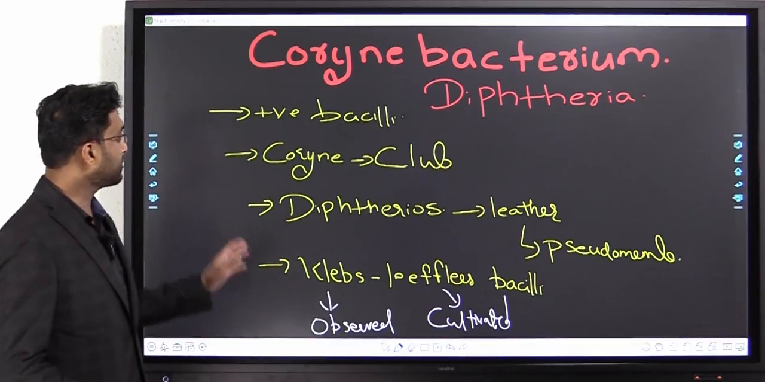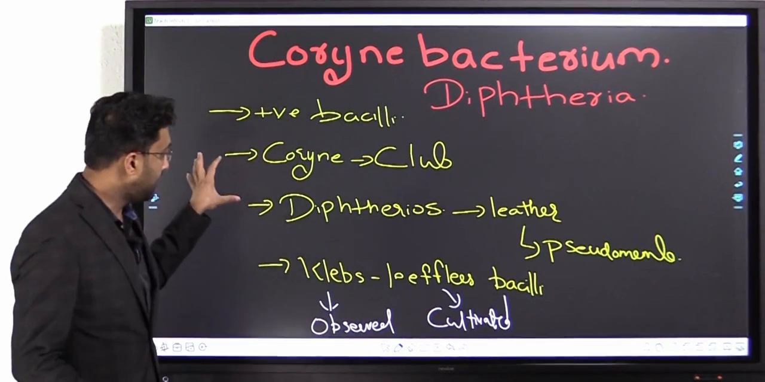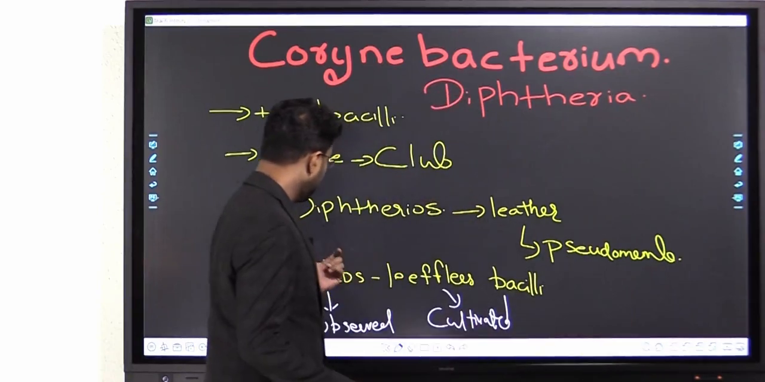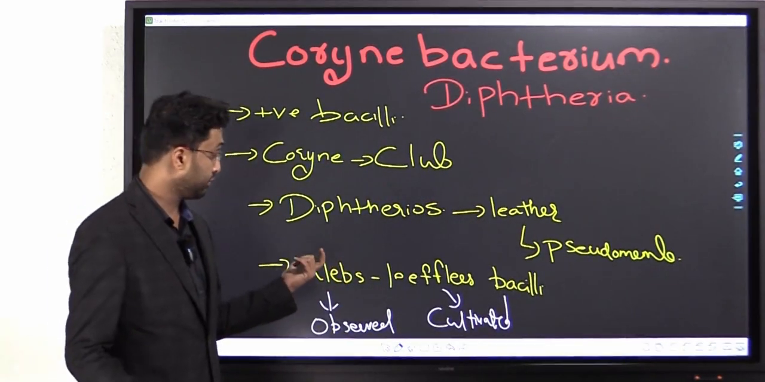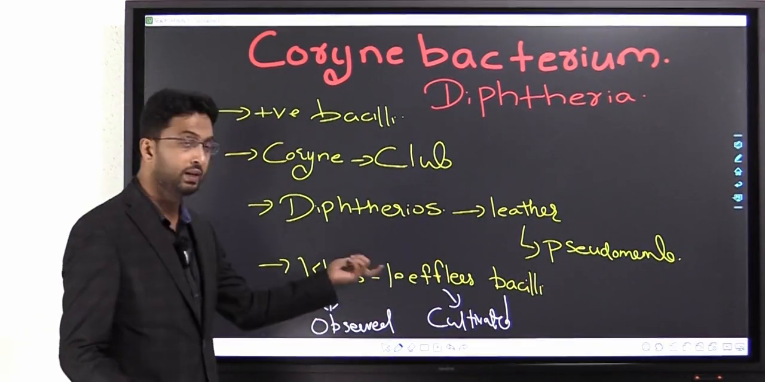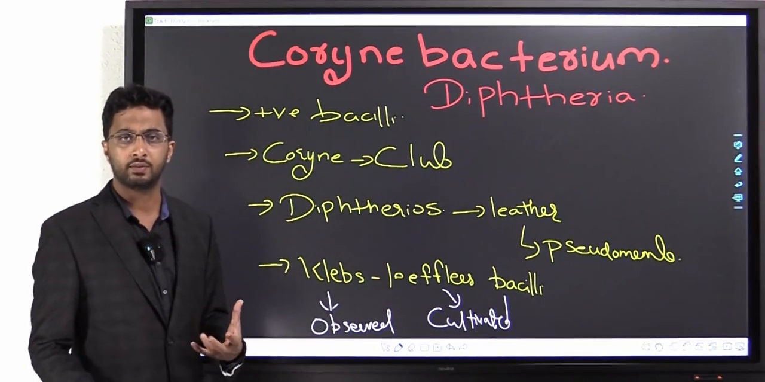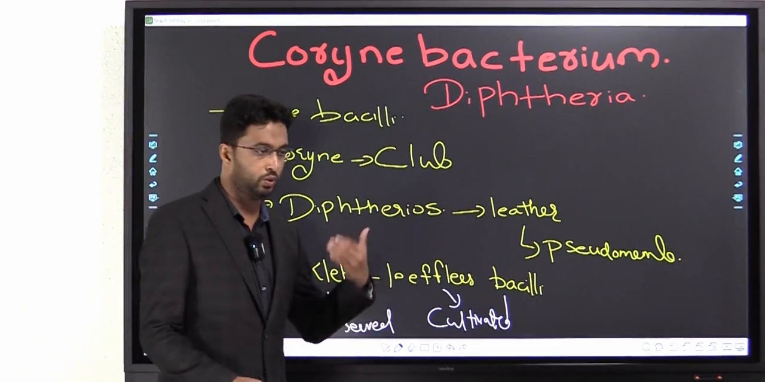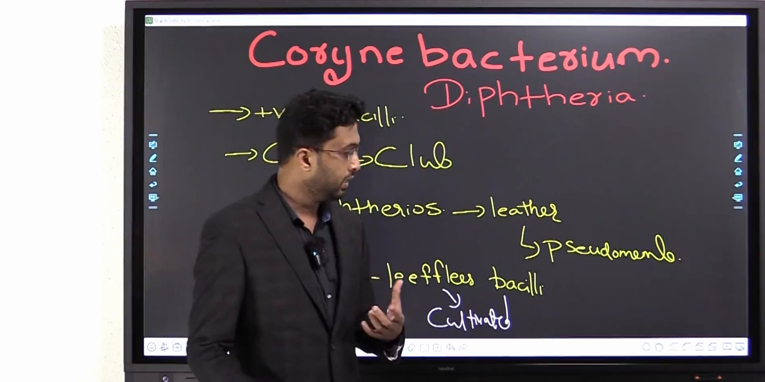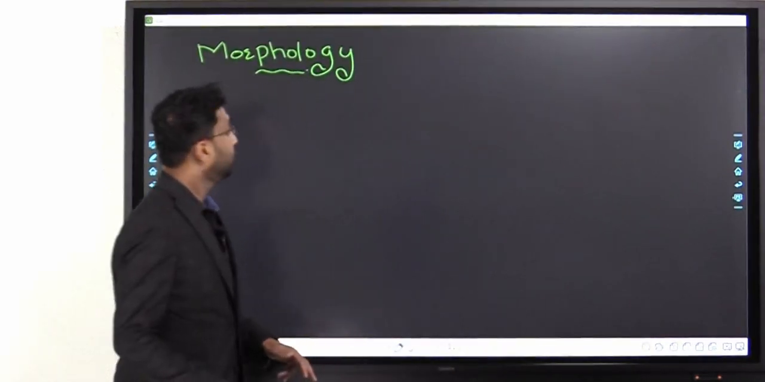So it's a gram-positive bacilli. Coryn means club-shaped, we'll see soon. Diphtherios means leather, the consistency of the pseudomembrane, so that's the naming. And Klebs-Loeffler bacilli, because it was observed and cultivated by these people. Now, the way you learn it like this, it will stay there, isn't it? Revise it, it will be much better for you to learn Corynebacterium diphtheriae. Next, let us go on to the morphology.